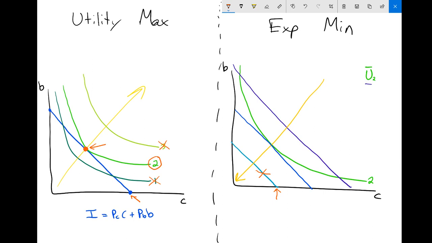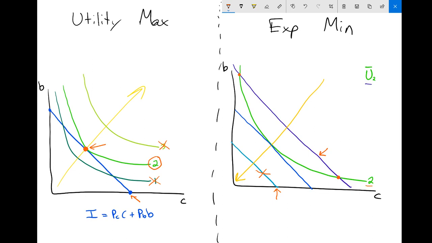This budget line does have lower expenditure, but they do not achieve the desired level of utility, so they would not choose it. Would they choose a bundle on the purple budget line? Well, in this case, they could choose a bundle on this purple budget line. For example, they could choose this bundle or this bundle. In either case, they would be able to achieve the desired utility value.